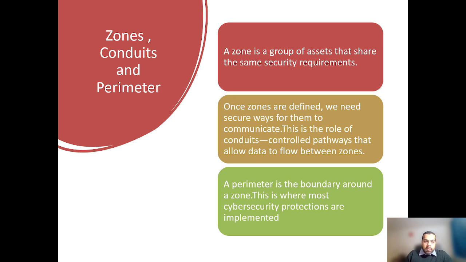Let's talk about zones, conduits, and perimeter. These are three of the most important concepts in OT security. A zone is a group of assets that share the same security requirements. Think of the physical world. A lobby is open to everyone, an office requires key cards, or a restricted area requires special clearance. Those are some examples of zones.